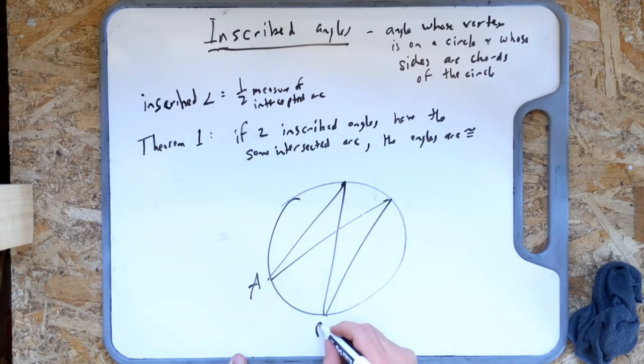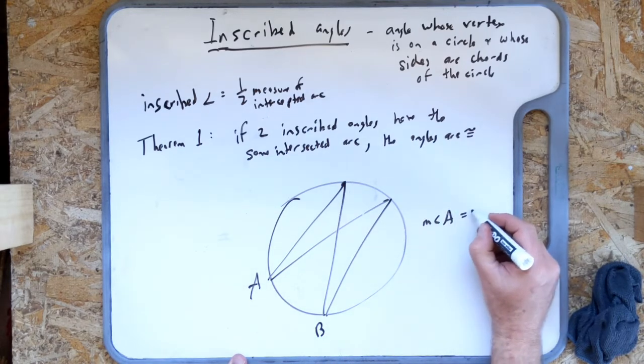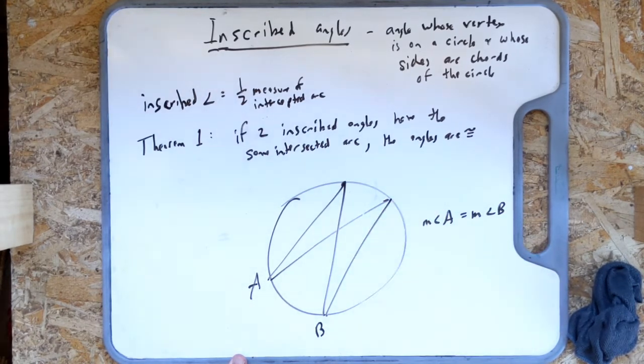This is A, that's B. The measure of angle A must equal the measure of angle B, because they have the same arc.